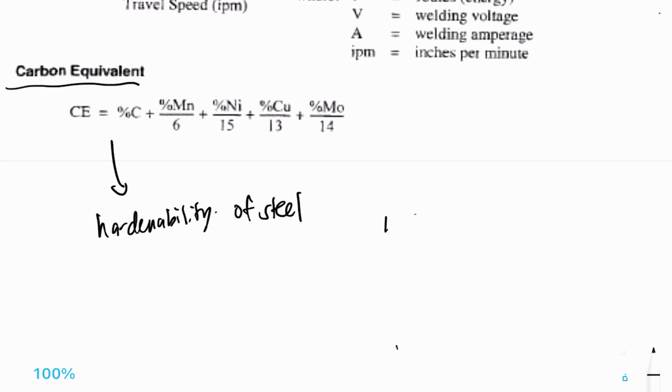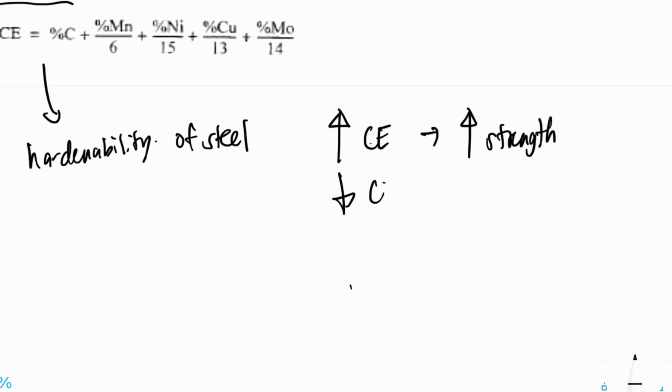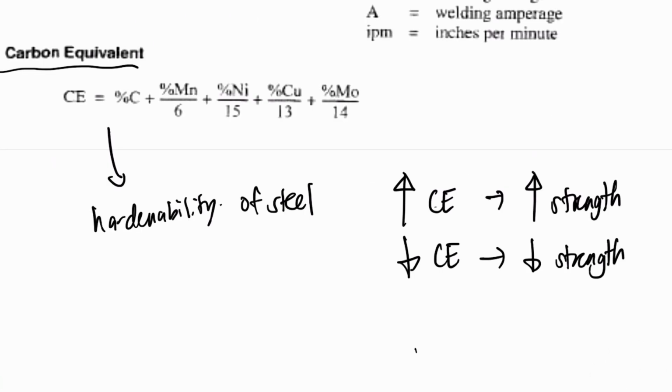Generally, if you have a high CE or carbon equivalent, then the hardness or the tensile strength of that steel or that material increases. But if you have a low carbon equivalent, then that strength decreases. So not only carbon contributes to the hardenability of steel, but other elements as well, especially manganese and others, compute for the carbon equivalent, thus determining the strength or the hardness of that specific grade of steel.